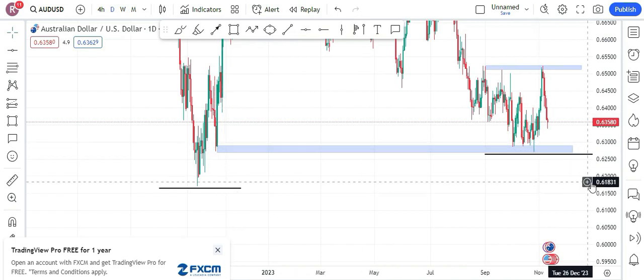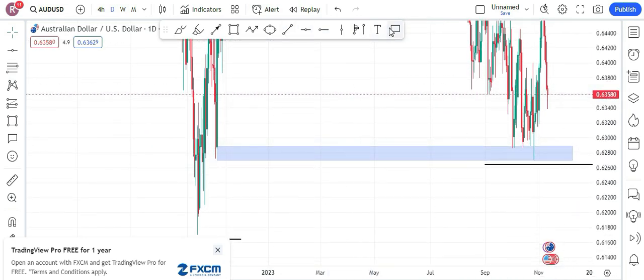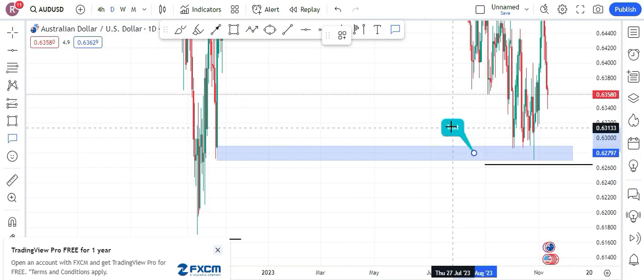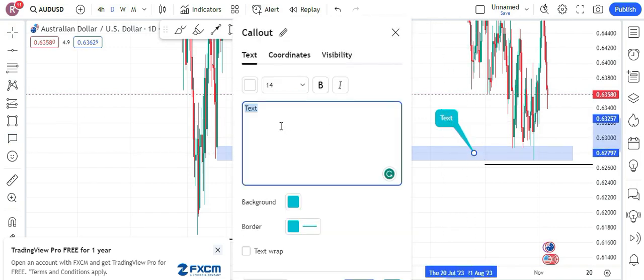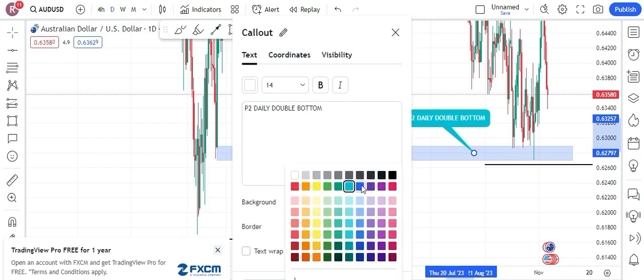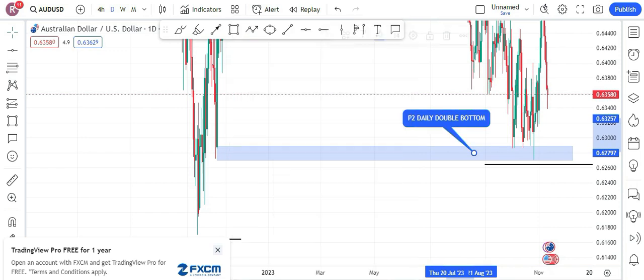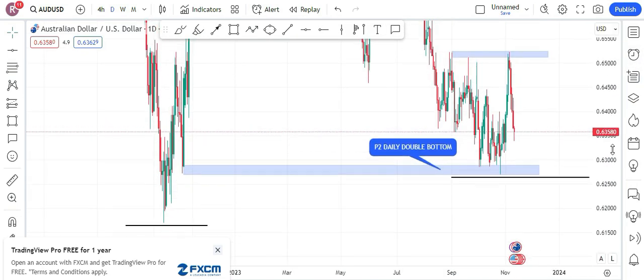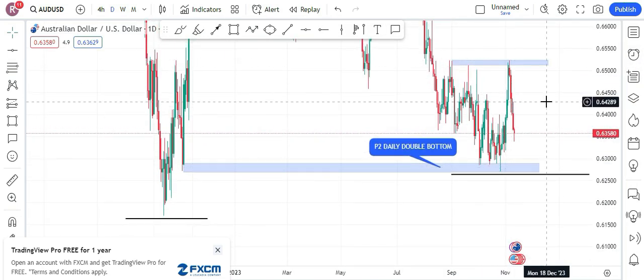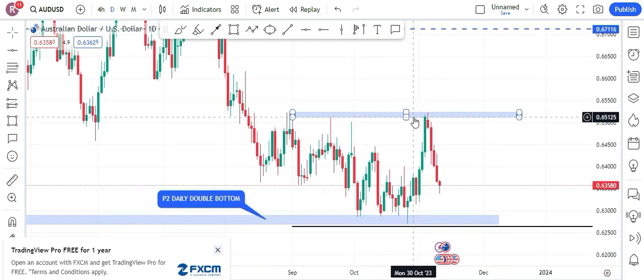And then we have a double bottom or triple bottom, whatever you say, from here. We have it from here. So it is pattern 3, I beg your pardon, pattern 2. So it is P2, daily double bottom. So we have this in daily, and after that the price has reached this level and it created a double top here.